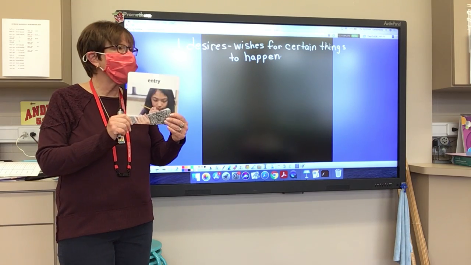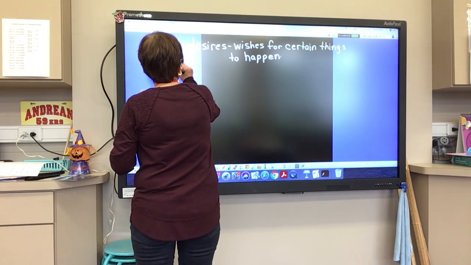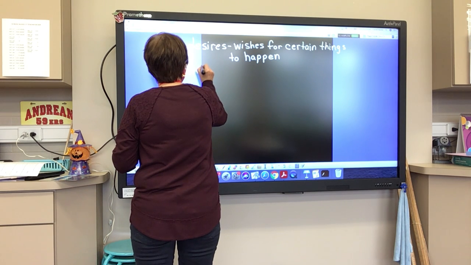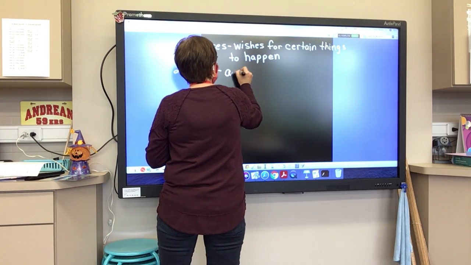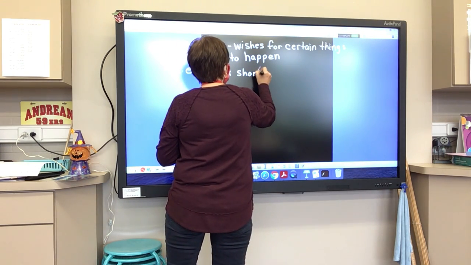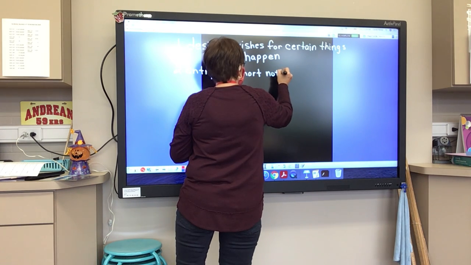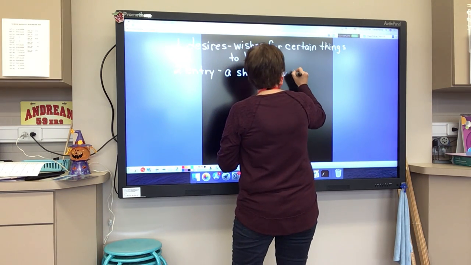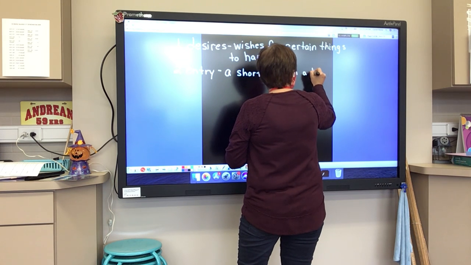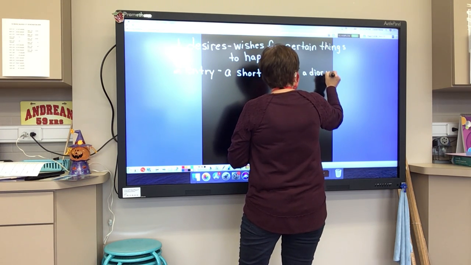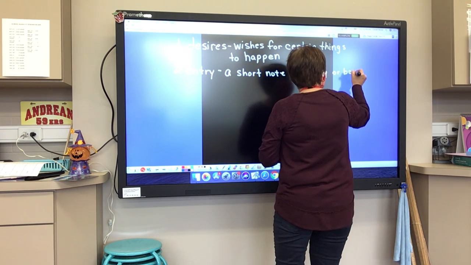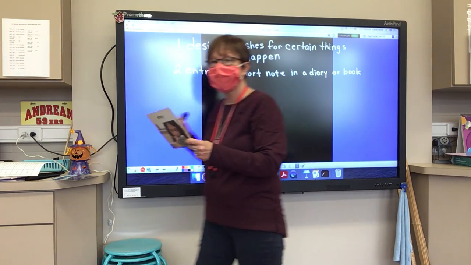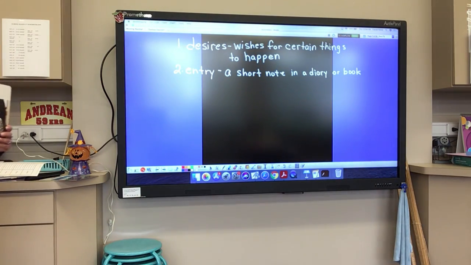Then remember, our next word was the word entry. We've gone over entry a few times. And if we remember, an entry is a short note in a diary or book. So that's what we're going to write: a short note in a diary or book.